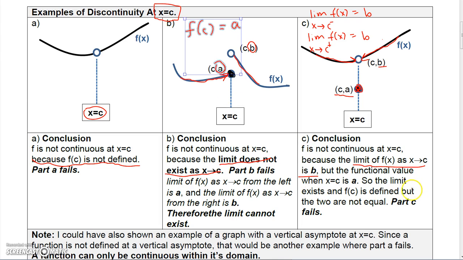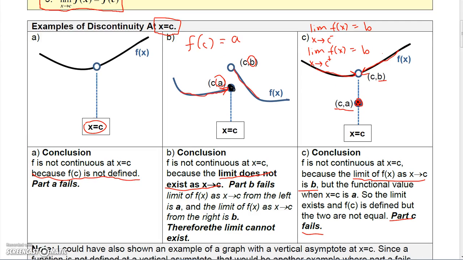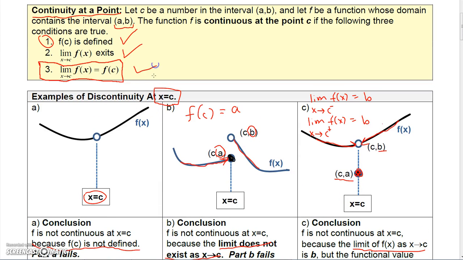And so the limit does not exist. There's a typo there. And I'm sorry, I didn't say that right. The limit does exist, and f of c is defined, but the two are not equal. Therefore, part c fails. Okay, so let me say that again. The limit does exist, but the limit is b. f of c does exist, but f of c is a. Since f of c is a and the limit is b, they're not equal, so therefore this function is not continuous at x equals c because the third condition here fails.